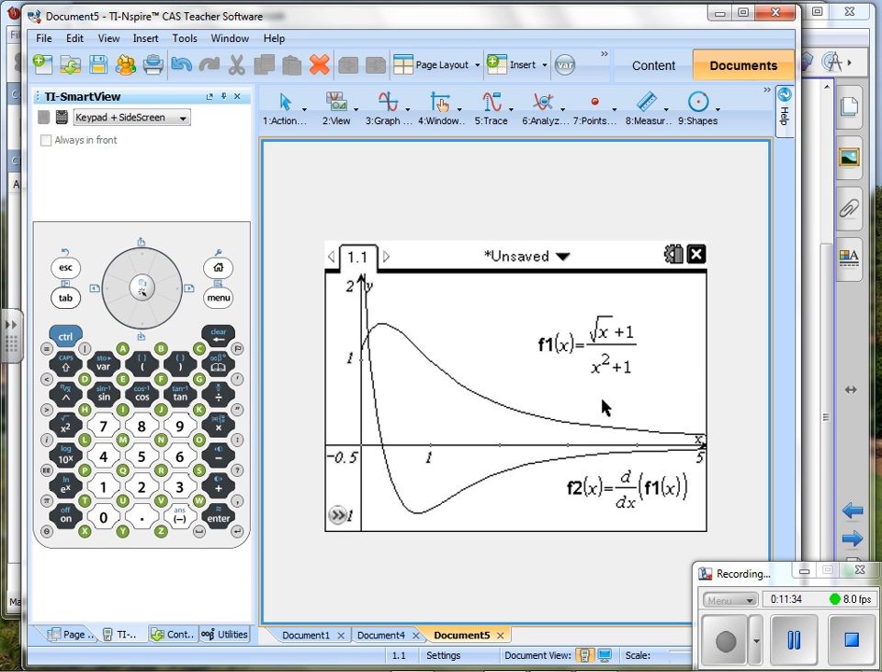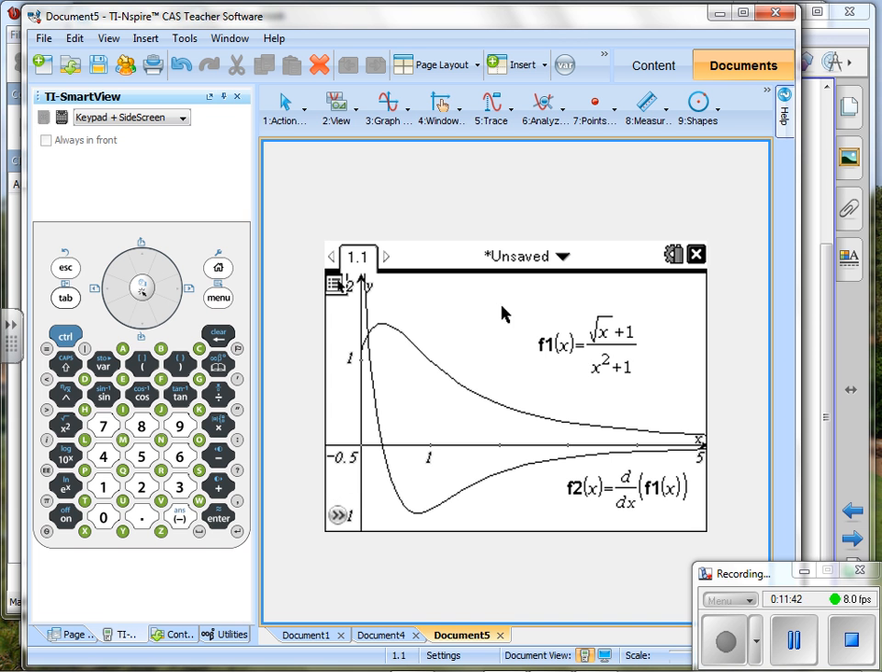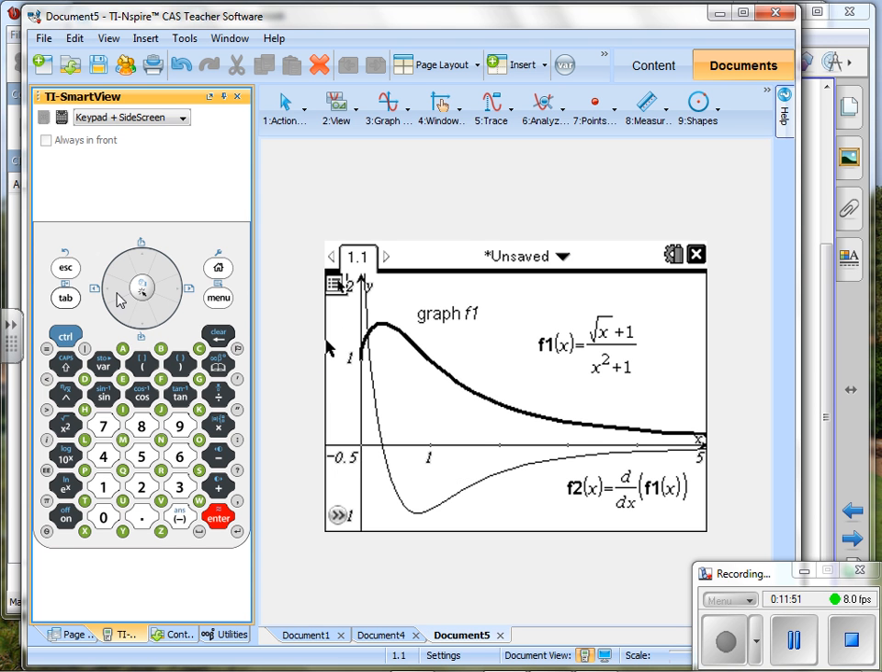Okay. Now the other thing I'm going to do here, I'm going to change the looks of one of these so I can see it better. So I'm going to go to Menu, Actions, and Attributes, and I'm going to point to the graph, and I'm going to make that just a shade bolder than the other one, just so I can see the difference between them. Danielle, did you get it yet?